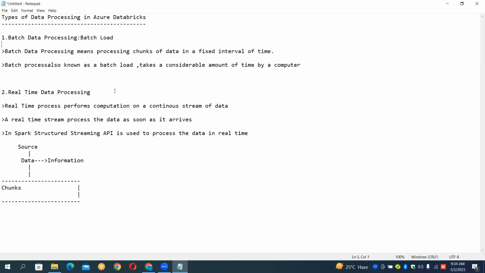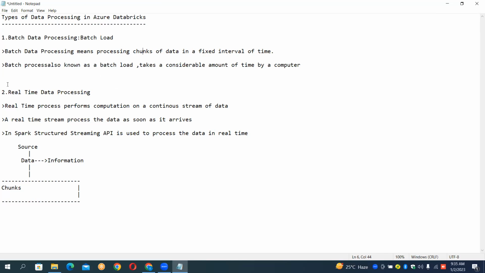Can you see here? And what about this one? We have batch data processing. This is the data you receive in the source system, which will be huge, and that will be divided into chunks, and these chunks are processed in a fixed interval of time. So these are the two different types of processing of data we have: batch data processing and real-time data processing.